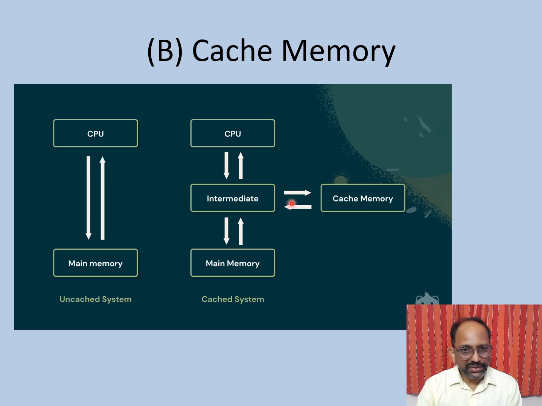In the absence of cache memory, every time it has to go to the main memory to get the data, whether it is already used or not. Every time it has to move to the main memory for the data and instruction. This takes a lot of time. That time can be saved by introducing the cache memory.